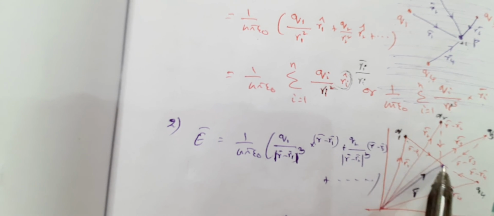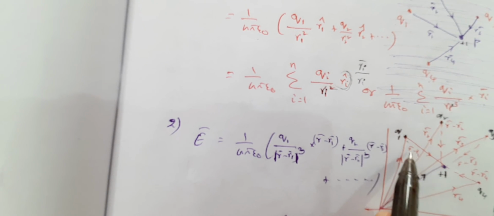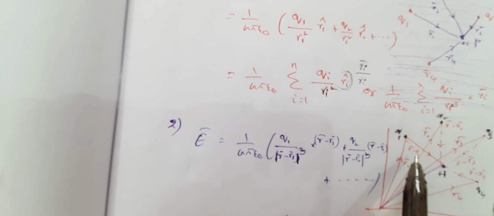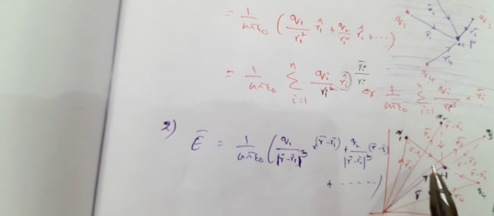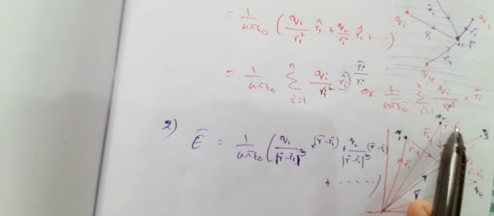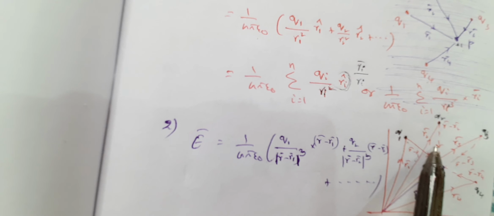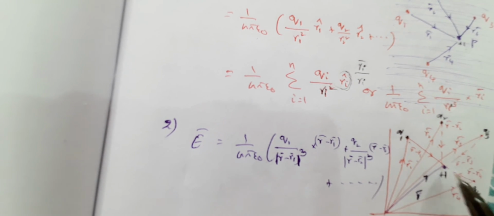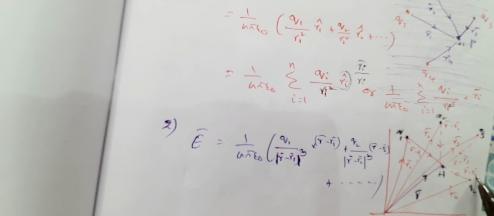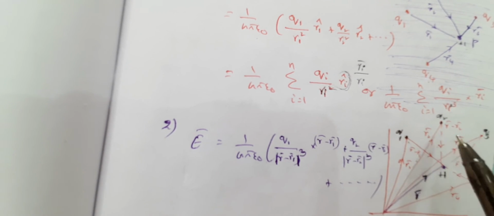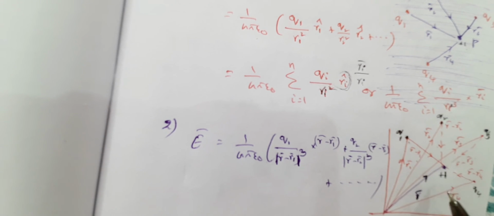It is the magnitude of R bar minus R1 bar, that is modulus of R bar minus R1 bar. And if you want to define the distance between the other charges, it is modulus of R bar minus R2 bar, modulus of R bar minus R3 bar, and modulus of R bar minus R4 bar. So this is how we will find it if the position vectors are given to us.